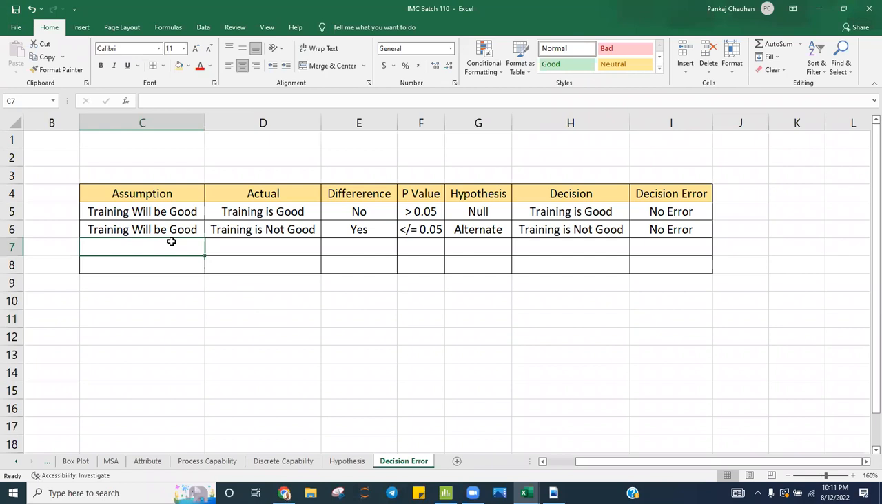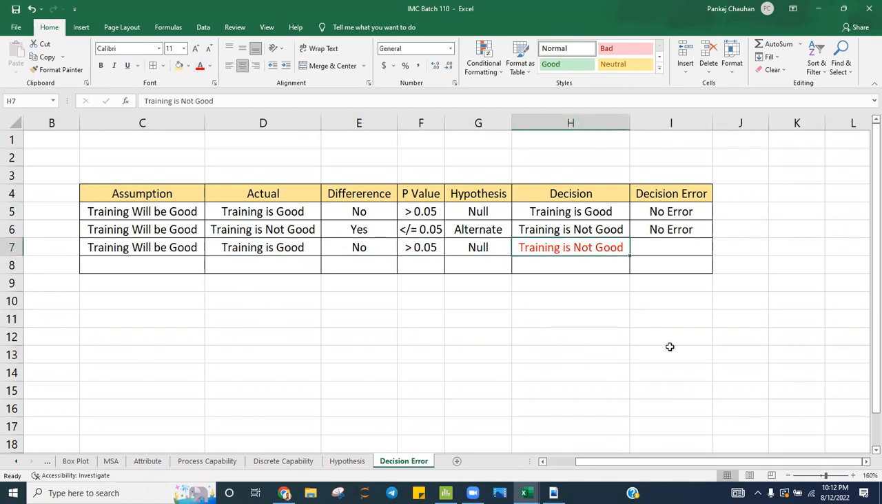Training will be good was your assumption. Actually, training is good as well. There is no difference. P-value is greater than 0.05, and then null hypothesis. And I ask you for the feedback, how was the training? And you people are giving me feedback that training is not good. Are you making a right decision here?